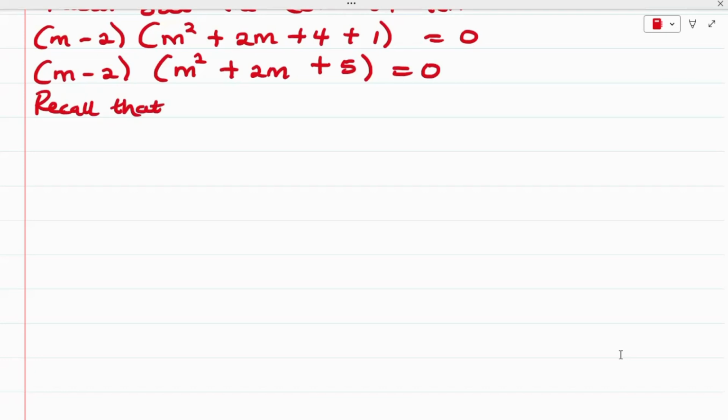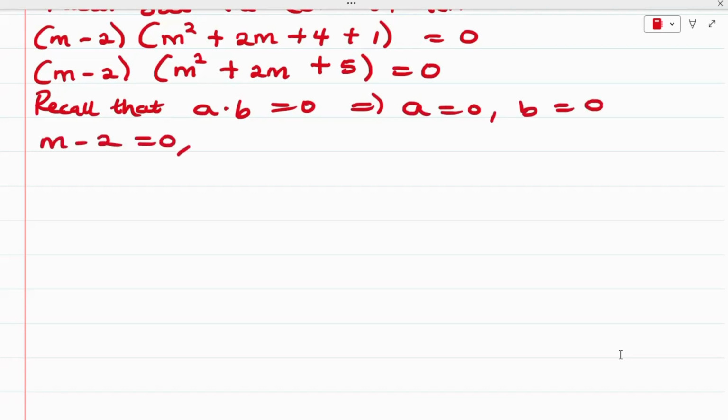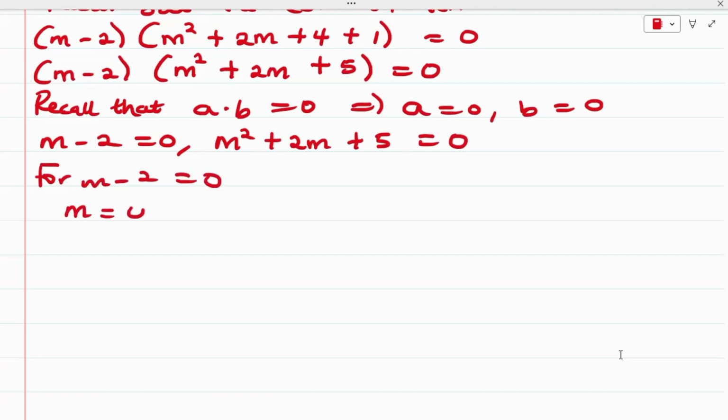Recall that if a multiplied by b is equal to 0, this implies that a is equal to 0 or b is equal to 0. So right here we have m minus 2 is equal to 0, or we have m squared plus 2m plus 5 is equal to 0. Let's solve for m minus 2 equals 0. This gives m equals 0 plus 2, and m is equal to 2. So this becomes the first value of m, and we're going to call this m1.